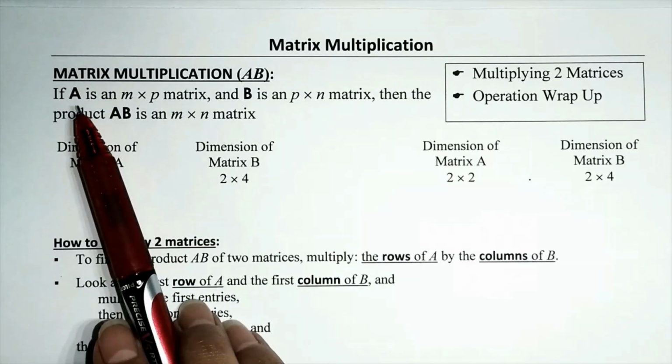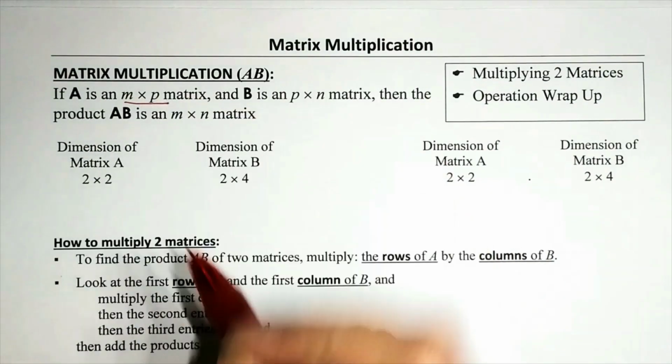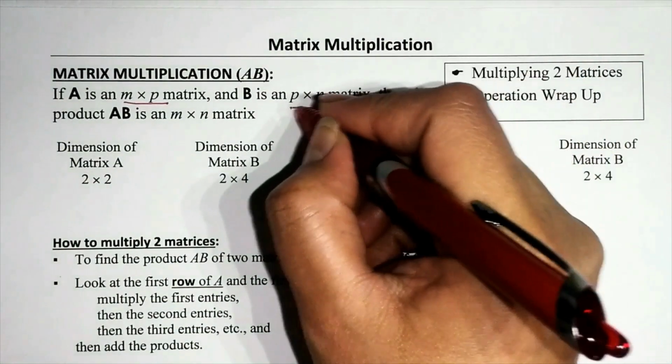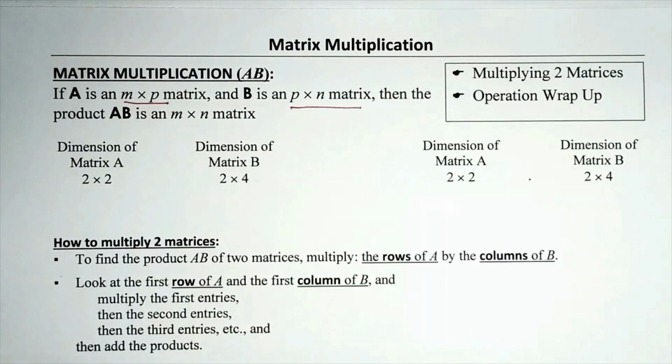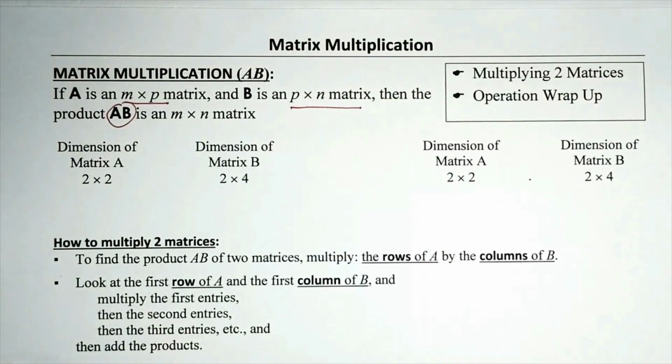So let's just say we have a matrix given by A with dimensions M by P. And then we have another matrix named B with dimensions P by N. Okay, the question is, what will be the dimensions of the product AB?